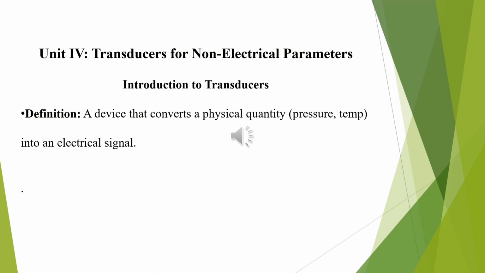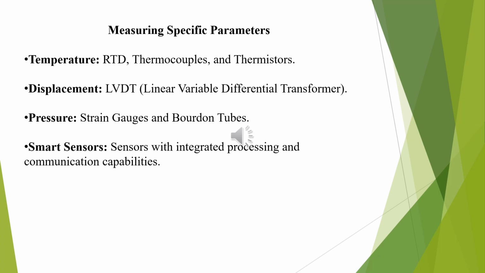Fourth unit, transducers for measurements of non-electrical parameters. Transducer is a device that converts a physical quantity into an electrical signal. The physical quantity is pressure, temperature. Also discuss measuring specific parameters. The specific parameters are temperature, displacement, pressure, smart sensors.